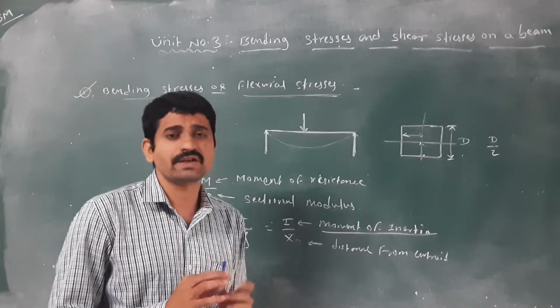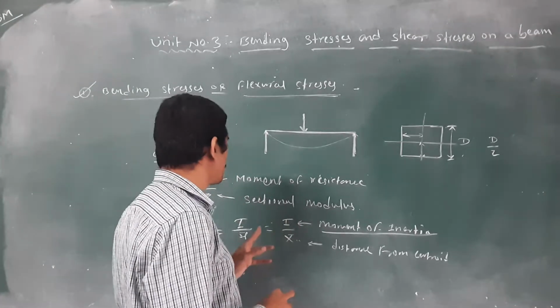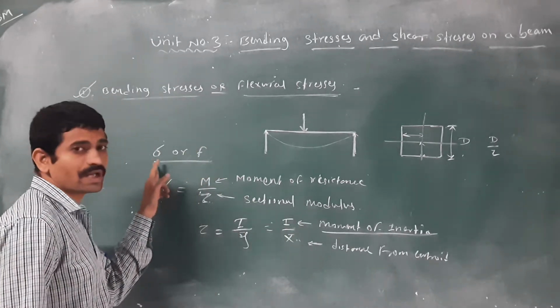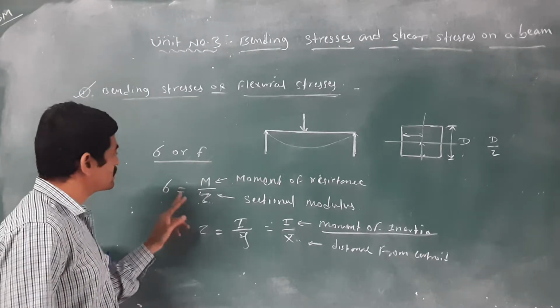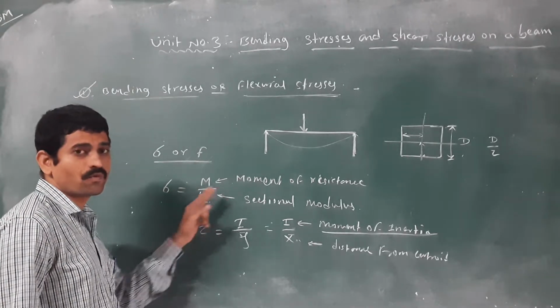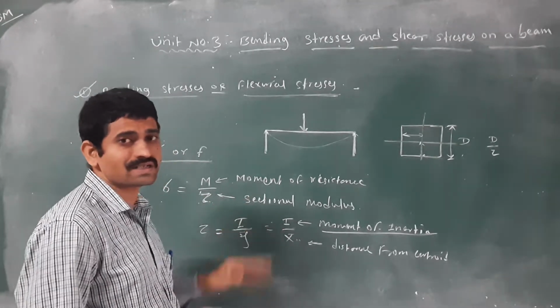The stress induced in the beam to resist the bending moment is known as the bending stress, and it is denoted by sigma. Sigma is equal to M by Z. Again, what is M? Moment of resistance. And what is Z? Z is the sectional modulus.